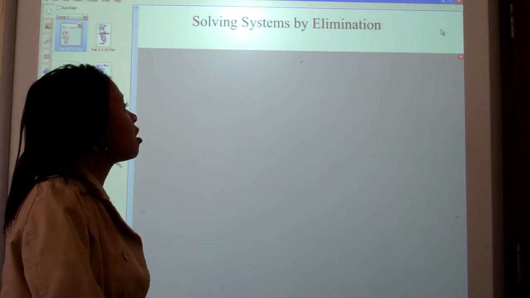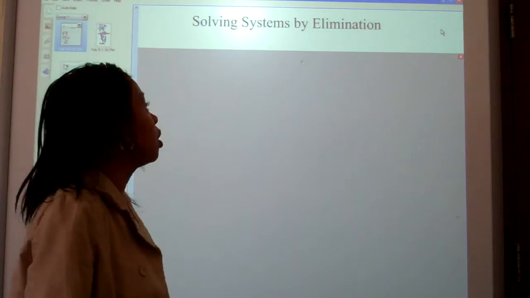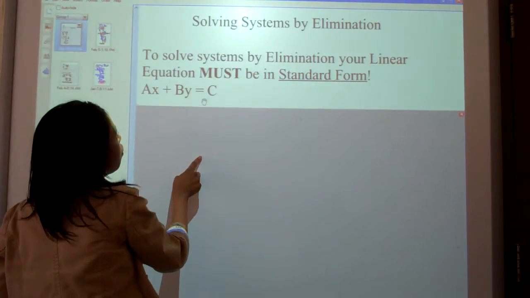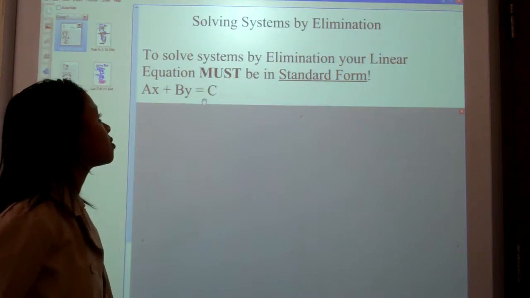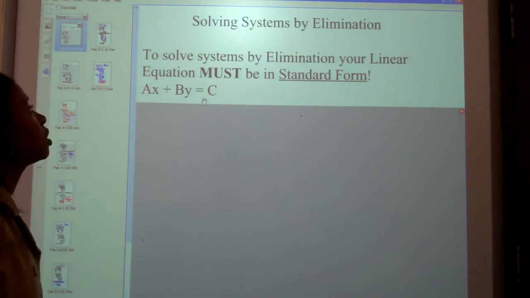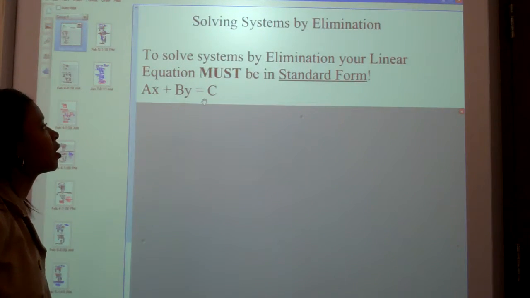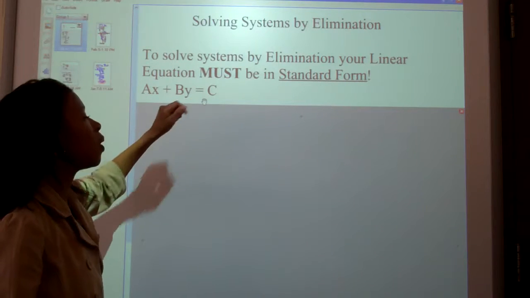Okay? And solving systems by elimination, equations must be in standard form. So again, to solve systems of equations by elimination, your linear equations must both be in standard form, which is ax plus by equals c.